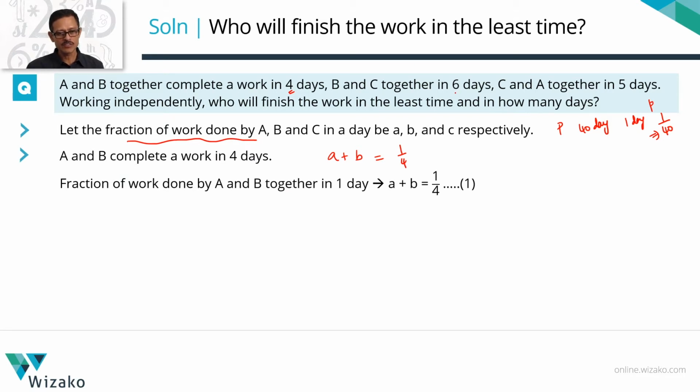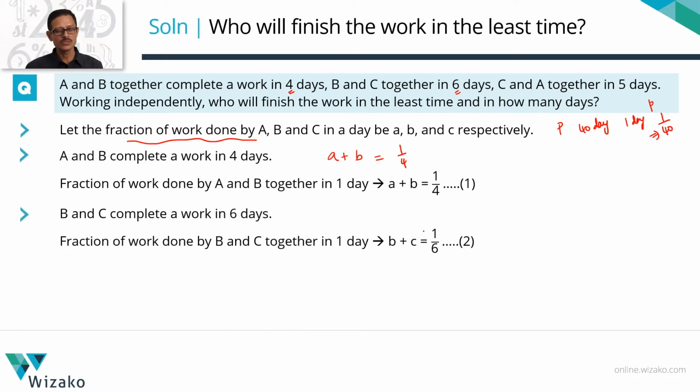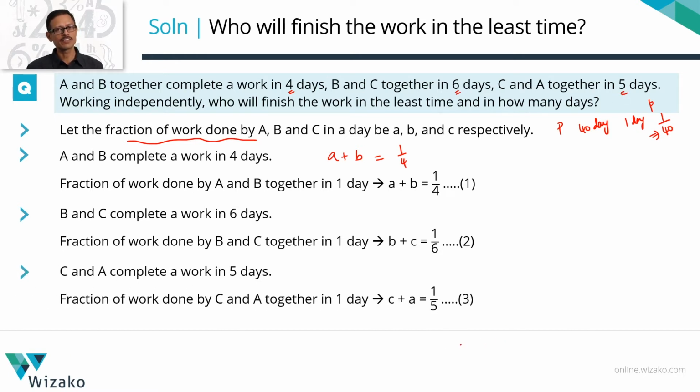B and C together can finish the work in 6 days. So the left hand side is going to be B plus C. They do the work in 6 days. What is B plus C? B plus C is the fraction of work done by B and C in one day. So in a day they will complete 1/6 of the work. So equation 2 is B plus C equals 1/6. Along the same lines, C plus A equals 1/5 is the third equation.